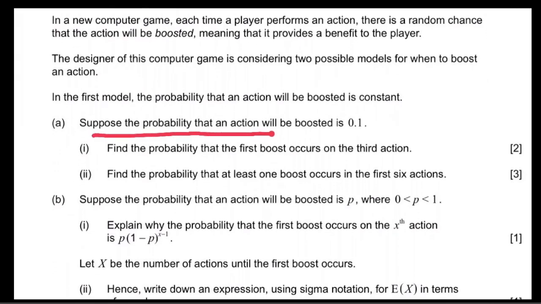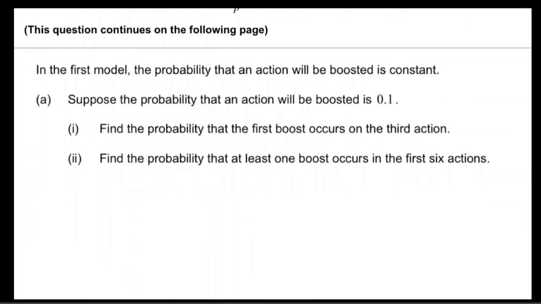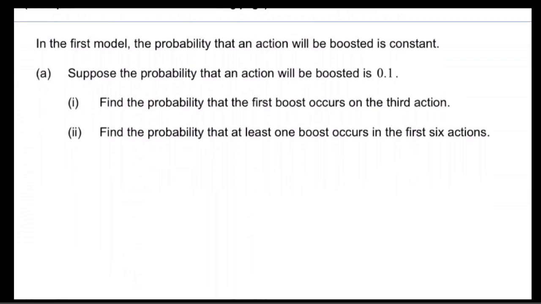Suppose the probability that an action will be boosted is 0.1, so p is 0.1. Find the probability that the first boost occurs on the third action. Here I'm going to solve on the next page. The question says the first boost occurs on the third action. It means for the answer of this part: no boost, no boost, and boost.